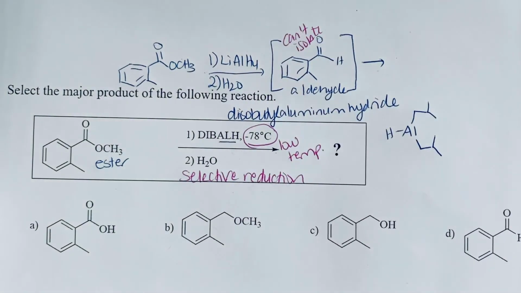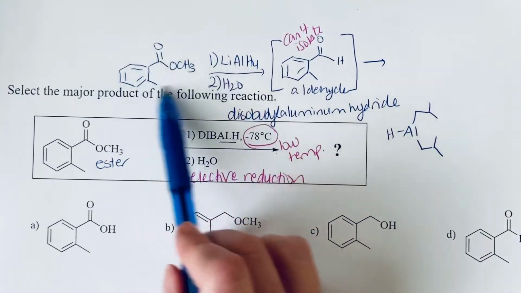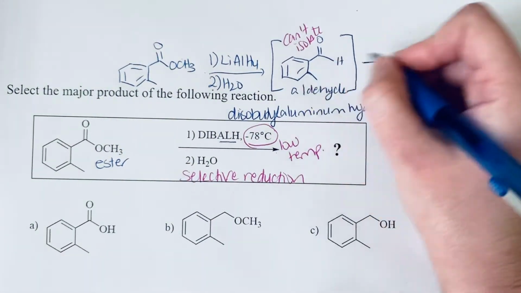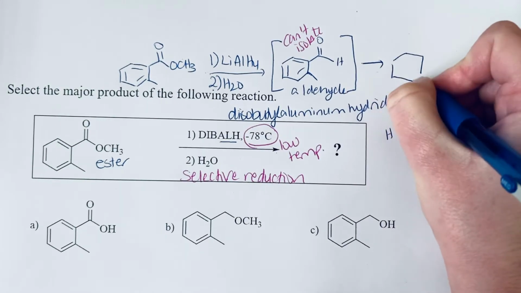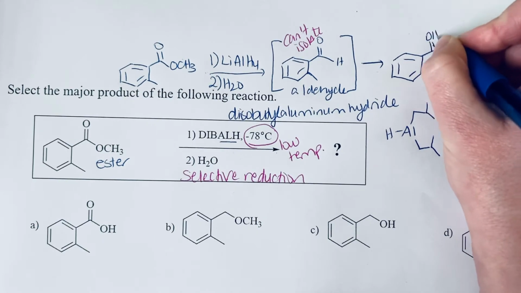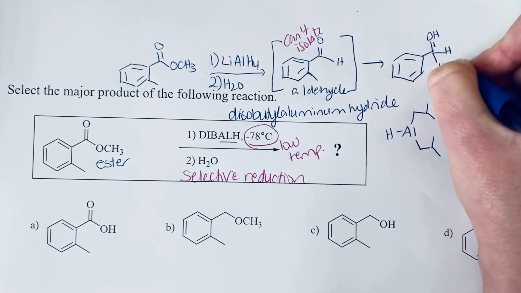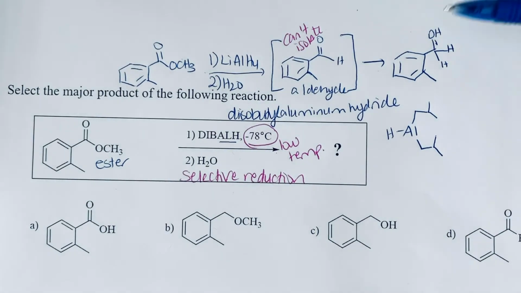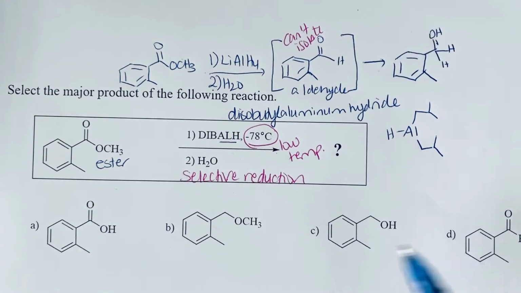It's going to keep on reacting because this is powerful enough to react with that ester. It's going to be powerful enough to react with the aldehyde as well. And so it would just keep on going and give you the alcohol, right? So that primary alcohol. So if you want to get the aldehyde, you need different conditions, right?